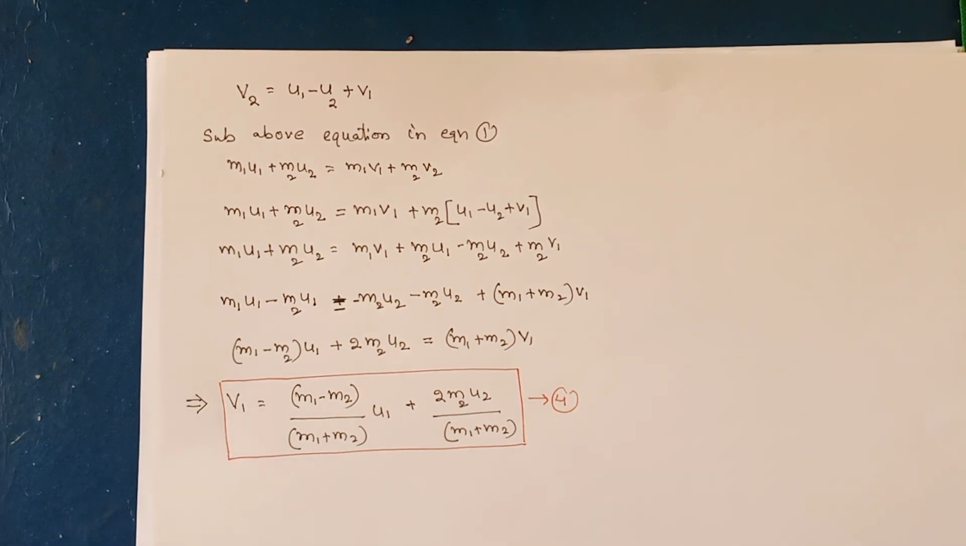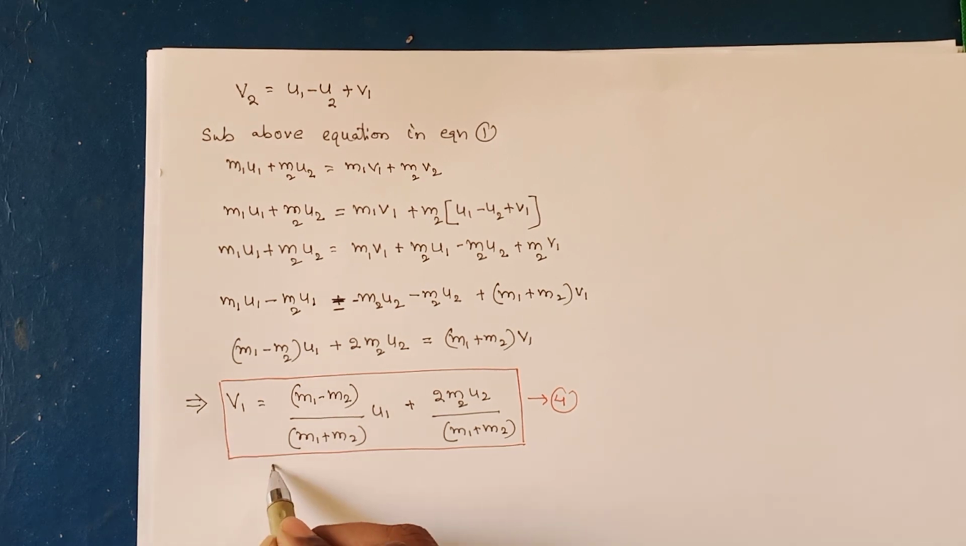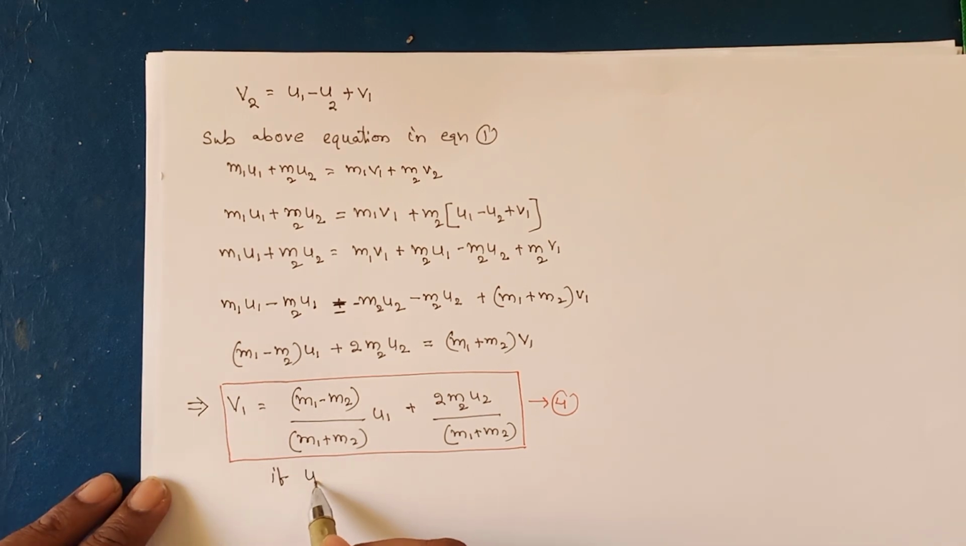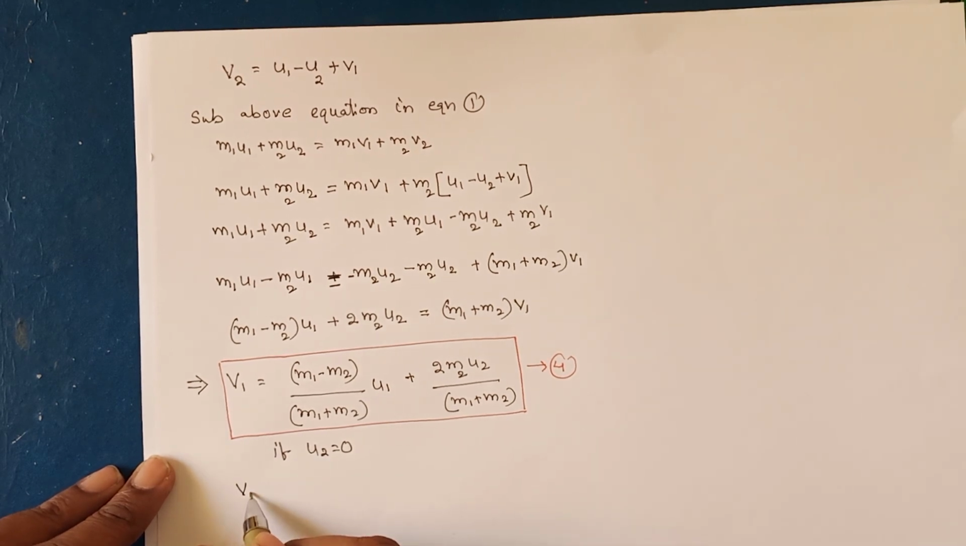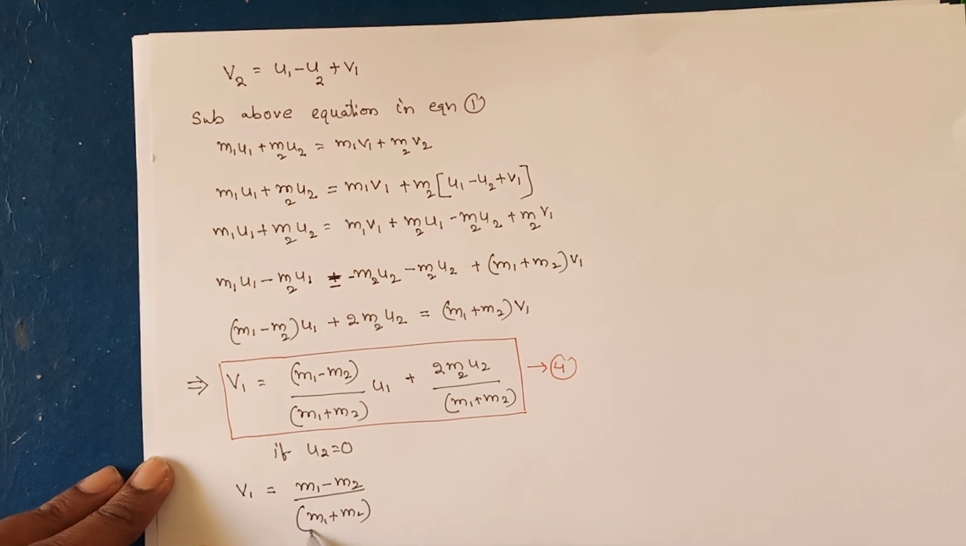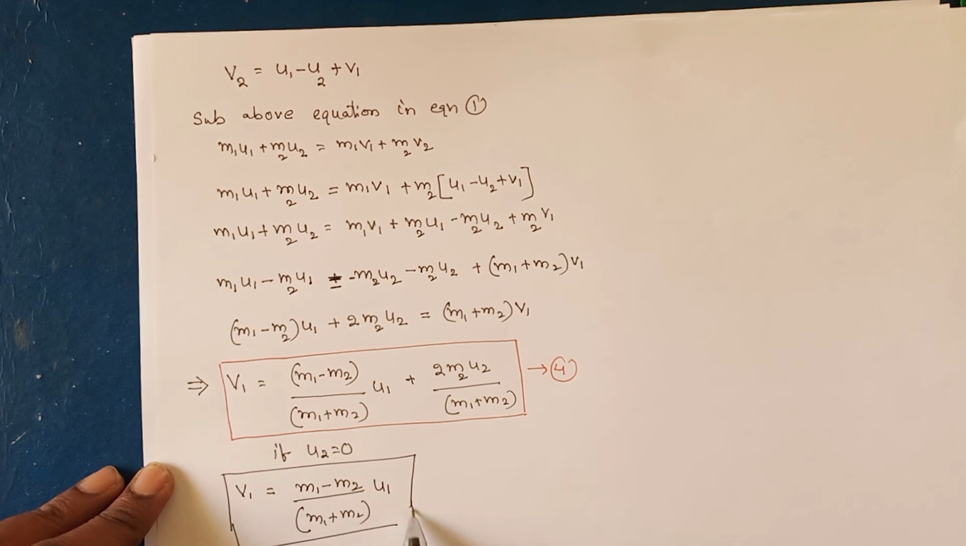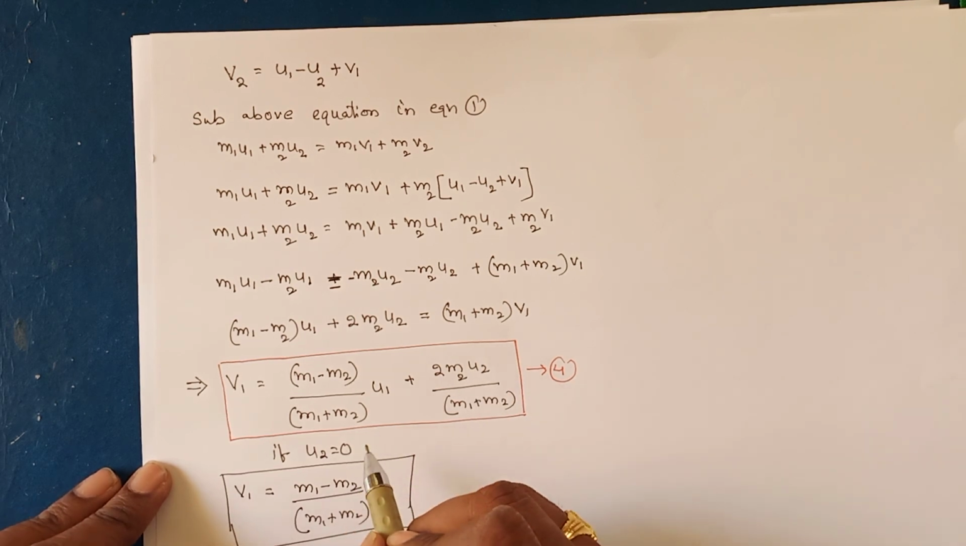Suppose the second body is at rest before collision, meaning a body moving with initial velocity u1 is striking a second body which is at rest, that is u2 is equal to 0. Then how do we write it? v1 now becomes m1 minus m2 by m1 plus m2 into simply u1. This is the final velocity by substituting the condition u2 equals 0.